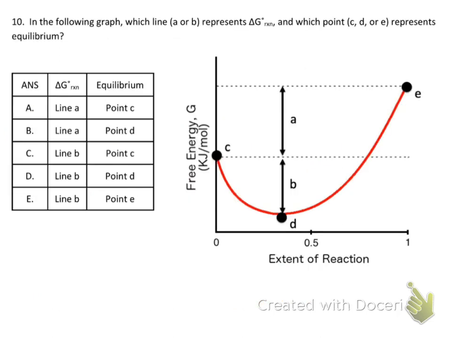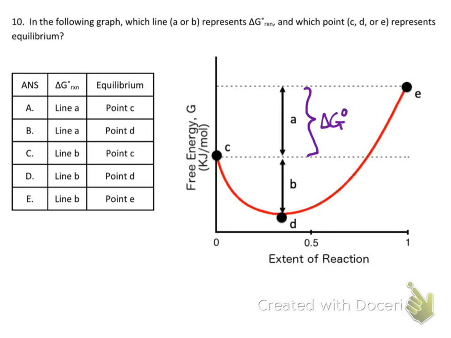Alright, in this question, we have to figure out where equilibrium is and what line represents delta G standard of the reaction. So delta G standard of the reaction is equal to the sum of the free energy of formation of the products minus the sum of the free energy of formation of the reactants. So it is described by line segment A. This is the difference between the products and reactants. And we can see here that there's a positive delta G standard.